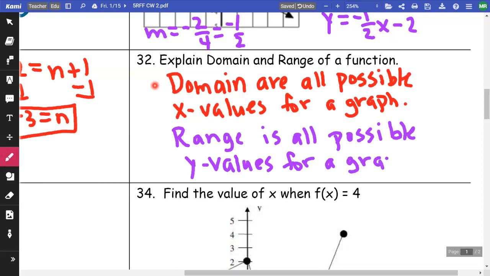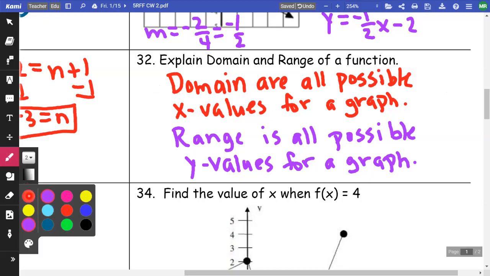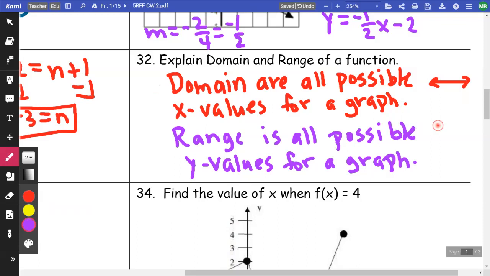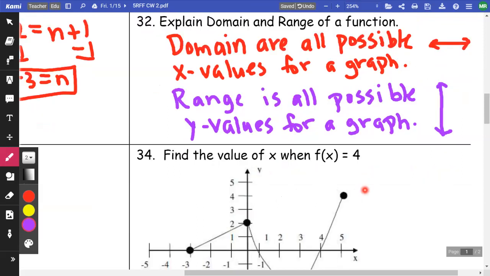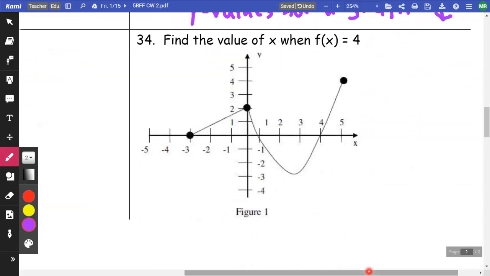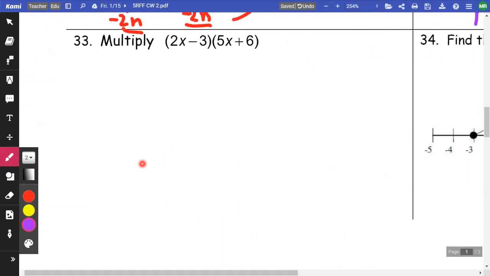And when I think about domain and range, I want to be thinking for domain, how far to the right and left does it go? So what I mean by that is we're going this direction and this direction. And then for our range, what's the high and low? And then you look to see if you have any gaps or missing values. We only want the ones that are on your graph.